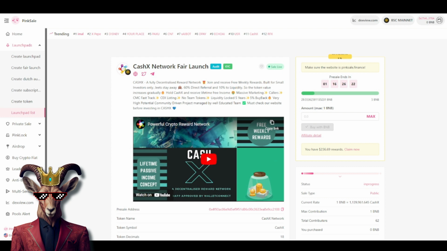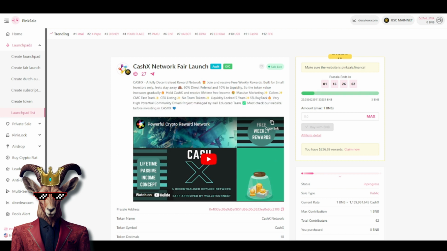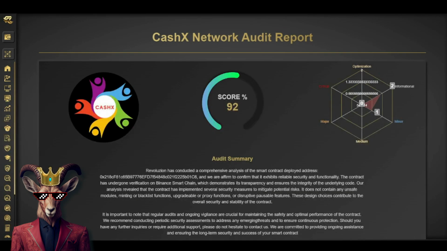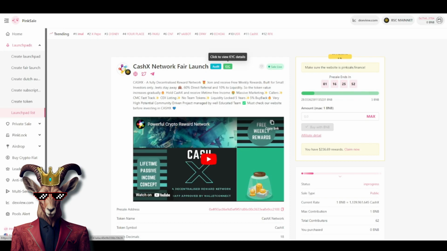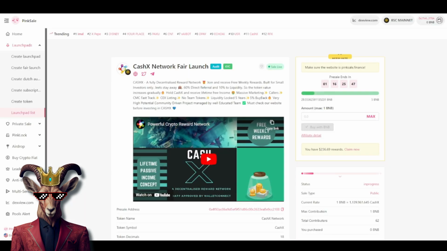So if we take a look, you guys will see for the fair launch, as stated, big opportunity, right? Now, if you hold CashX, you're going to receive a lifetime free income, massive marketing, callers, CoinMarketCap, CoinGecko, new team tokens, liquidity locked 5 years, 5% buybacks, very high potential community driven project managed by educated team, right? Which is good. Now, if we take a look, you guys will even see we have an audit. So this was done by Revolution, which is literally the best out there, 92% score. We even have KYC, which is probably done by Notion. So 2 members have done this, which is good.